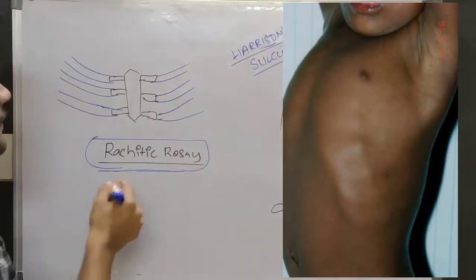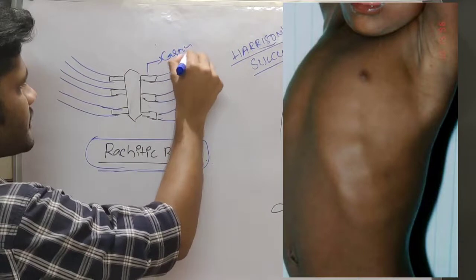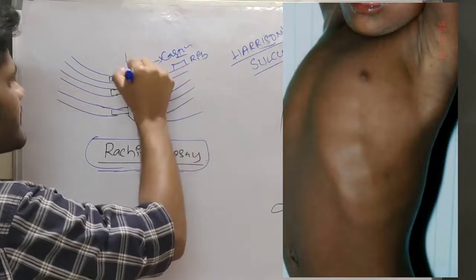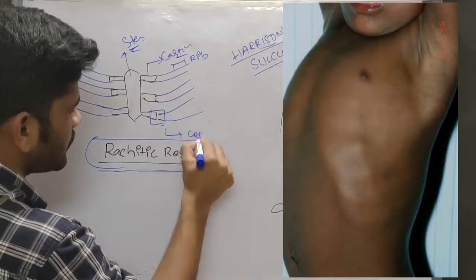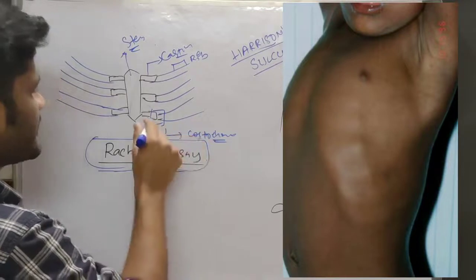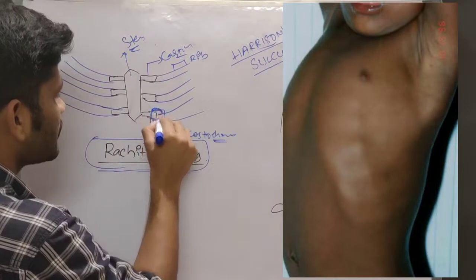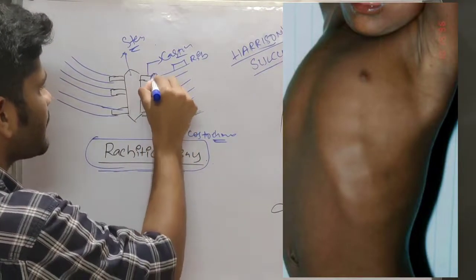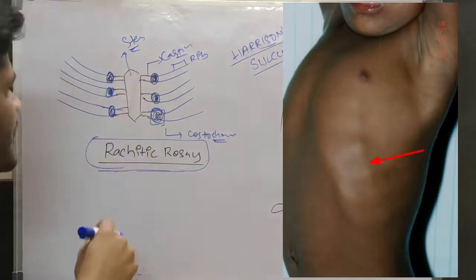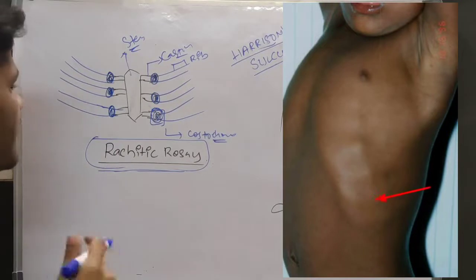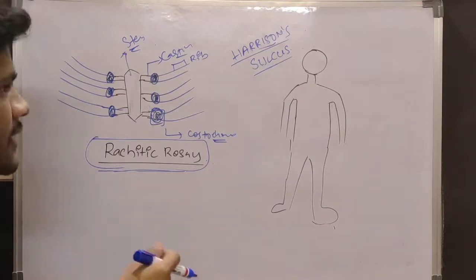In rachitic rosette, the costochondral junction, this is the cartilage, this is the rib, this is the sternum. So this is the costochondral junction. At this junction, due to reduced mineralization of the bones, there is a growth. So it looks like a bead. So the beaded appearance of the costochondral junction is observed in case of rickets. This is the specific feature of rickets.